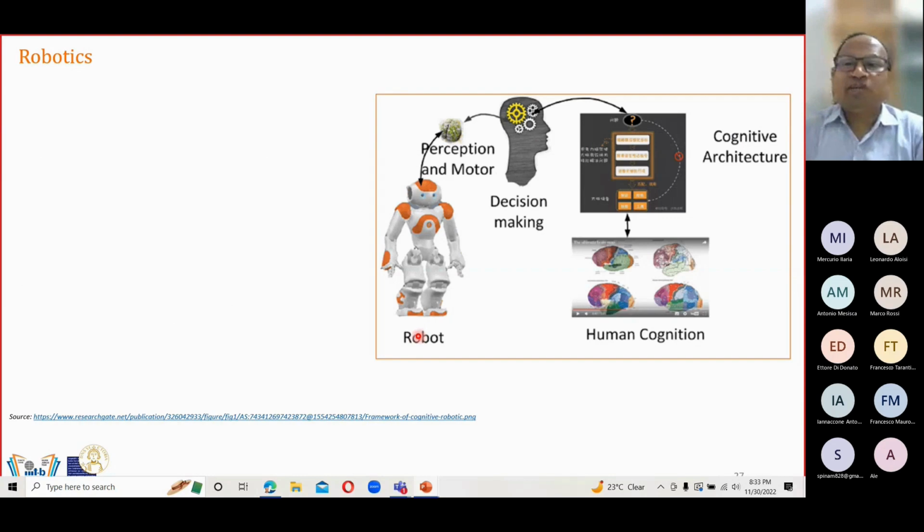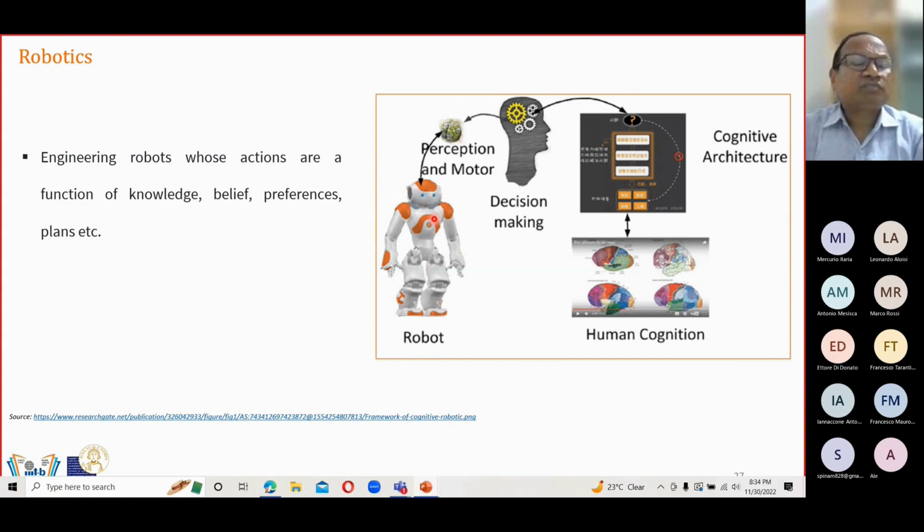Robotics, that you all know very well: what kind of architecture will be there so that proper decision making happens, with the involvement of cognitive abilities that can help in perceiving the data properly and providing commands properly? That kind of architecture, that kind of network, where understanding, perception and generating appropriate commands all fit into the objective and scope of the implementation and application, deploying the robots for that particular task. So, engineering robots whose actions are a function of knowledge.